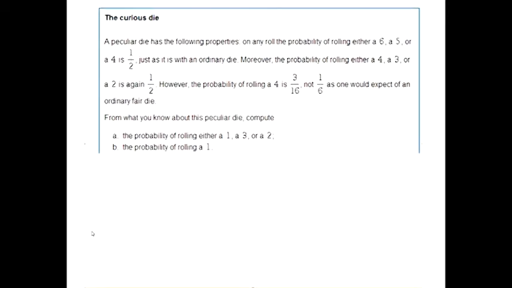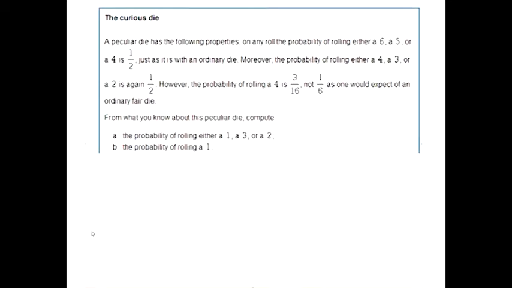Of course, we know that a die has 6 faces. Therefore, the probability of any one of those should be 1/6, for one number out of 6 possibilities. But this is a very unusual die. They call it a curious die. Well, it's not something that you would ever encounter. However, it does force you to really think about some probabilities.